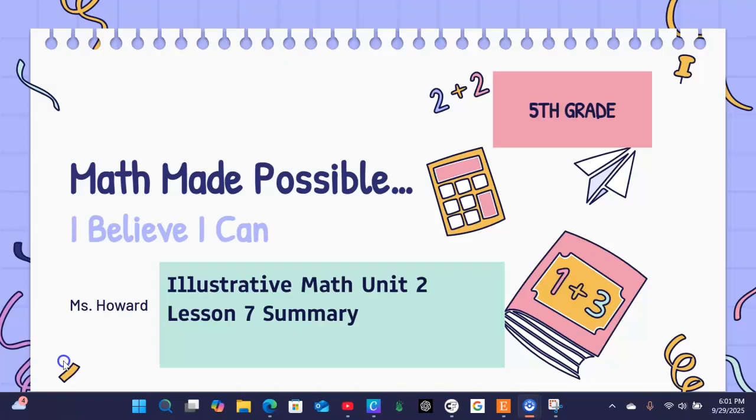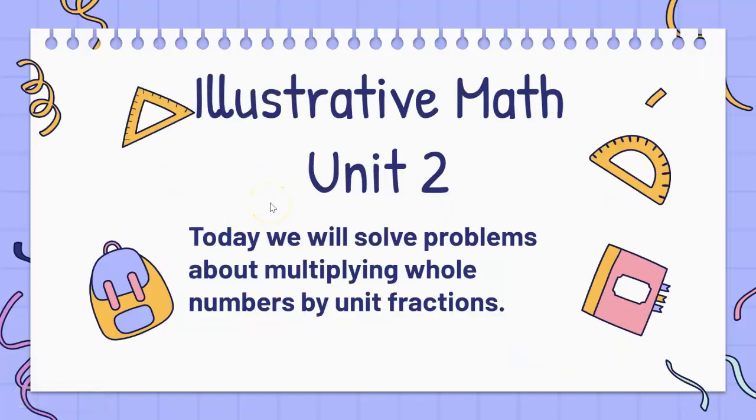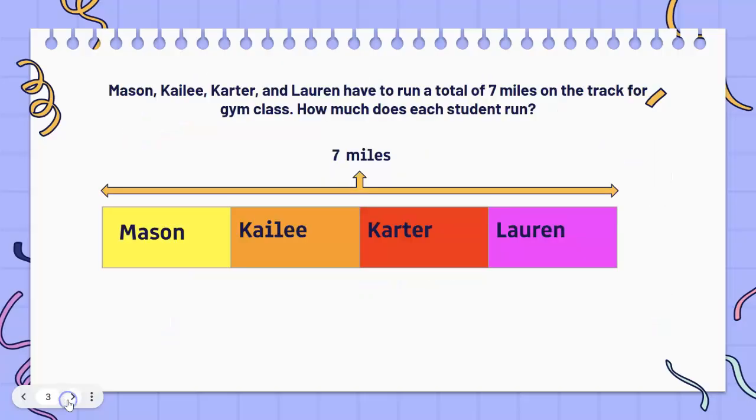Today we're going to be using the fifth grade Illustrative Math curriculum to review Unit 2, Lesson 7. This is a summary of the lesson. It's not going to be the complete lesson. We're going to be solving word problems about multiplying whole numbers by unit fractions.